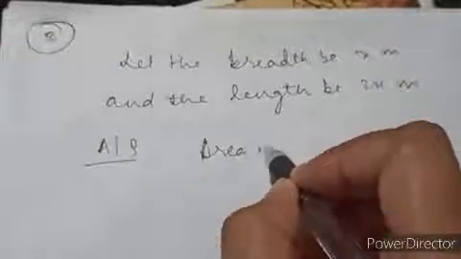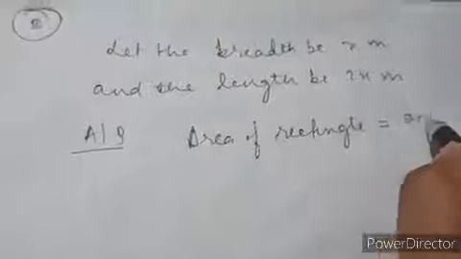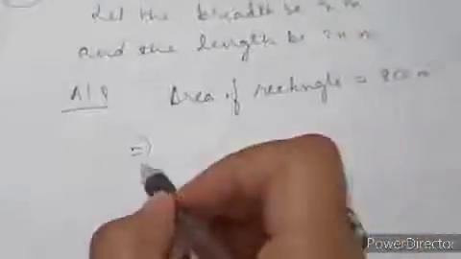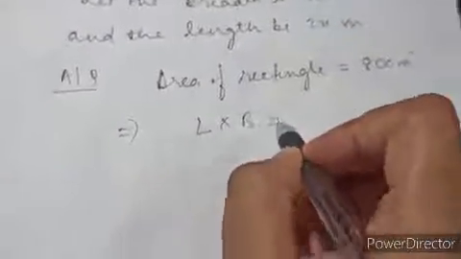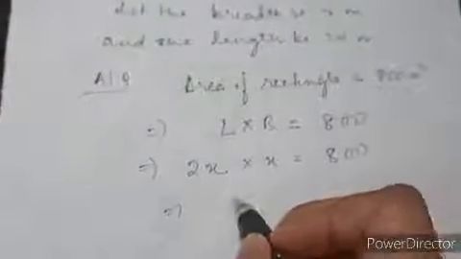So as per our question, we know that area of the rectangle is given equal to how much? 800 meters square, and all of us know that area of rectangle is given by the formula length into breadth. So here length is twice x, breadth is also x, that is 800. So here you are getting x square equals 400, that is x will be equal to plus minus 20. So we cannot take the negative value because length and breadth cannot be negative.